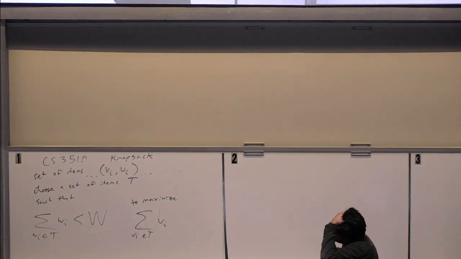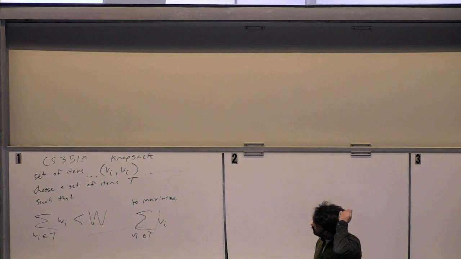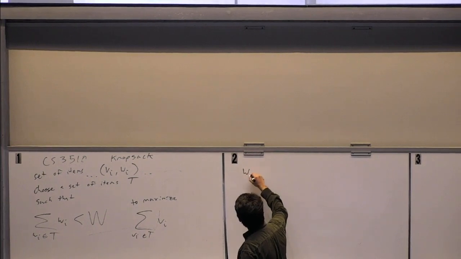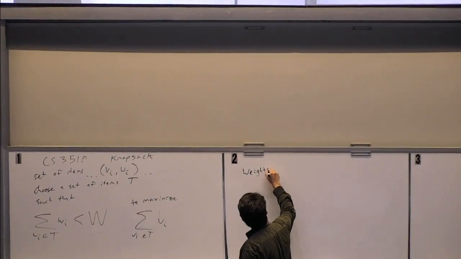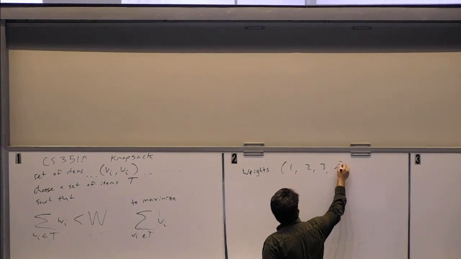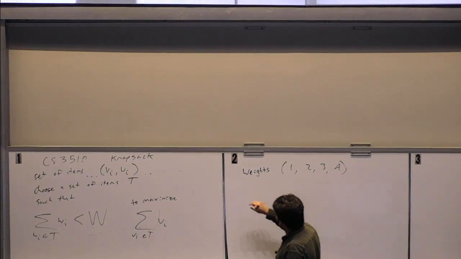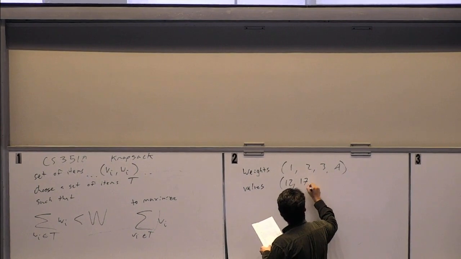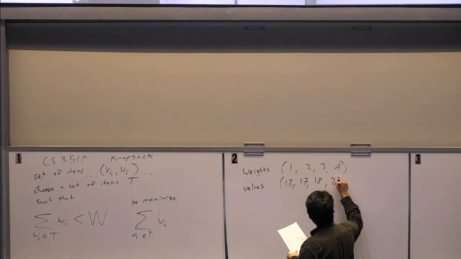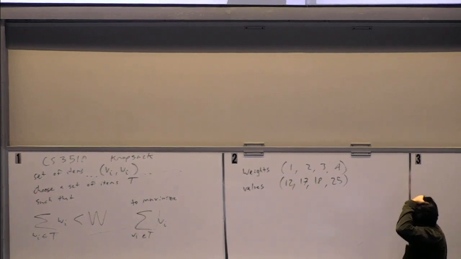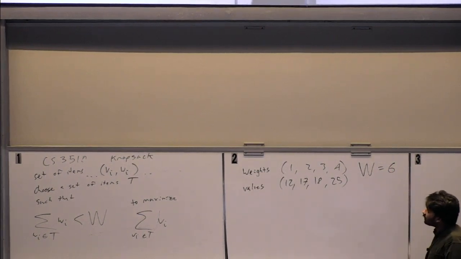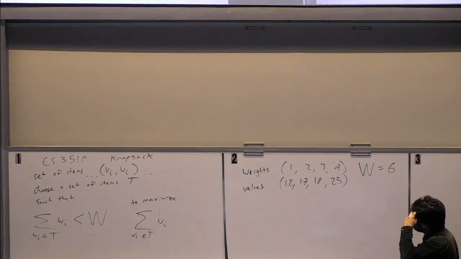So it seems like a simple problem on the statement, but as we'll see, it has quite a lot of structure. So consider, we have weights 1, 2, 3, and 4. Now, the index of the item here is the weight, but that's not always true. And then we have values 12, 17, 18, and 25, right? And your capacity, capital W, is equal to 6, right? So you can carry away 6 pounds or 6 units of weight and you want to maximize the amount you can steal.